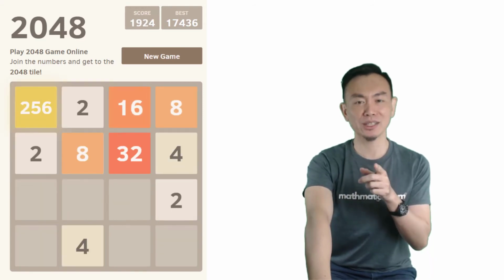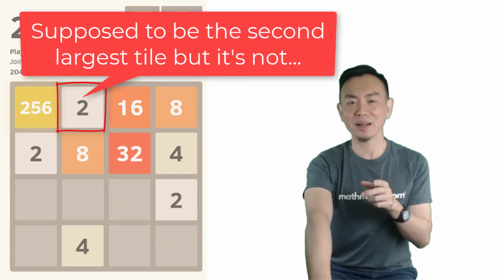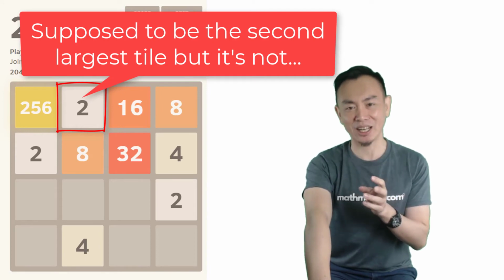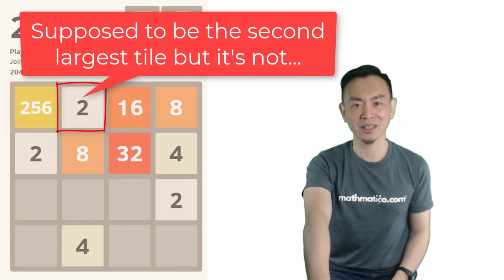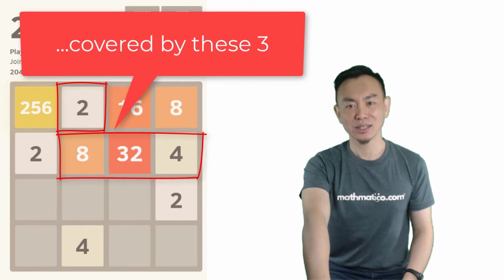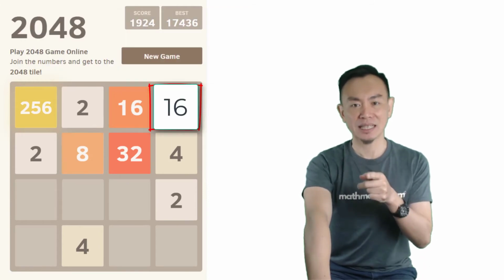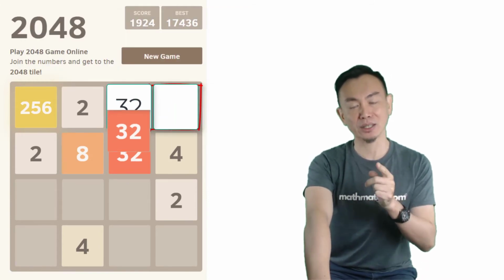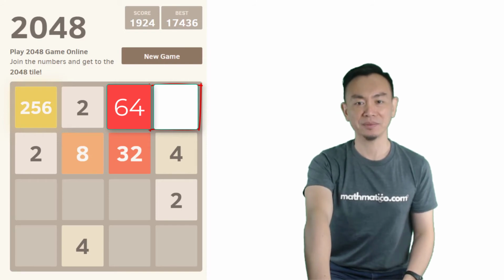I'm having trouble with this 2 there, because with the 2 there, it's supposed to be the second largest tile, but then it's stuck there, it can't become bigger. It's covered by the other tiles. So I'm going to make this 8 here become a 16 and we'll be able to bring the 32 in and we can move on with that.